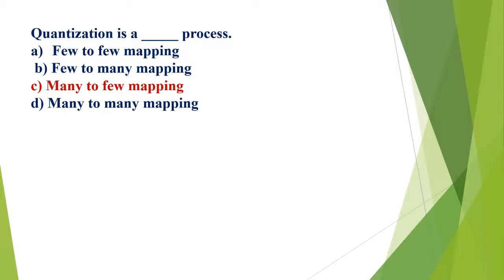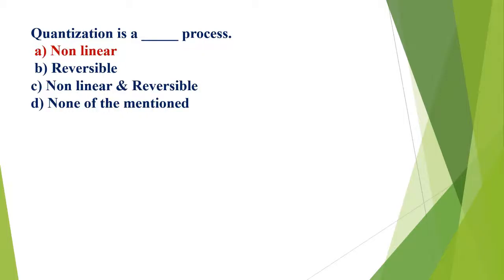Quantization is a dash process. A. Few to few mapping, B. Few to many mapping, C. Many to few mapping, D. Many to many mapping. And the correct option is C. Many to few mapping.